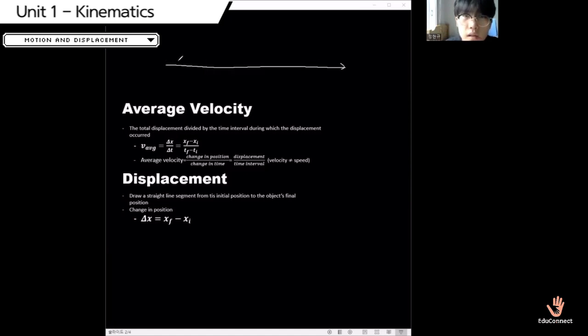If the car moves following this track, it starts at this point, hits this point, and reaches the finish line. At t is equal to 1, the position is 90 meters, and at t is equal to 4, the position is some value in meters. Okay.